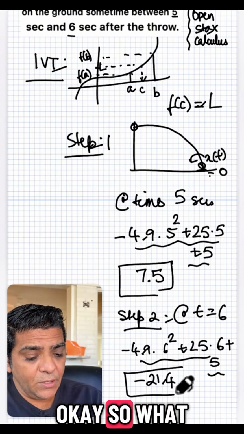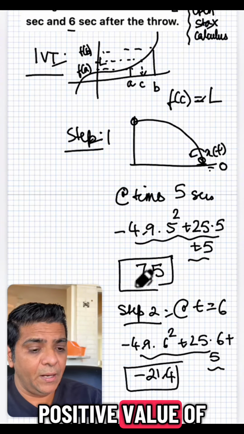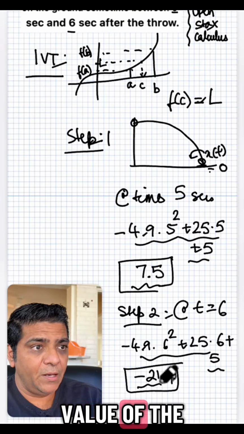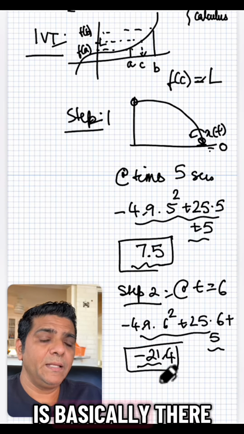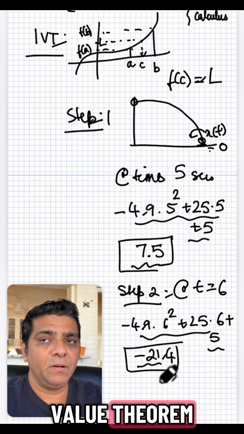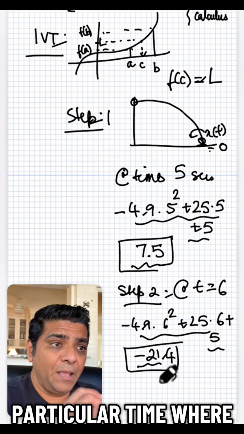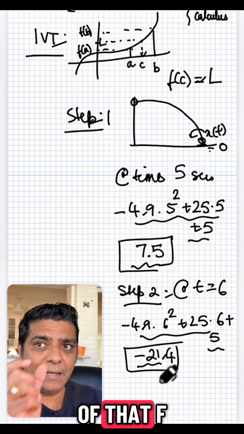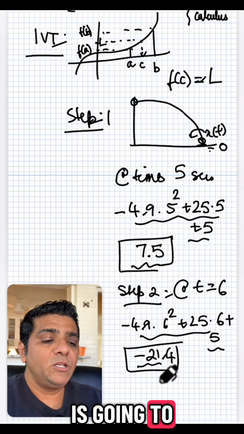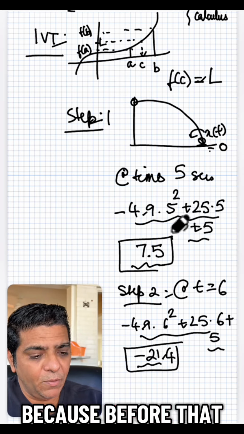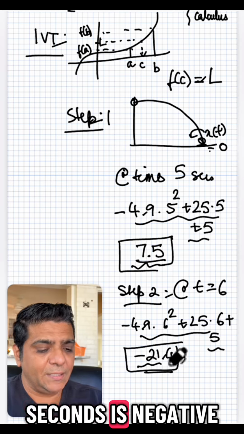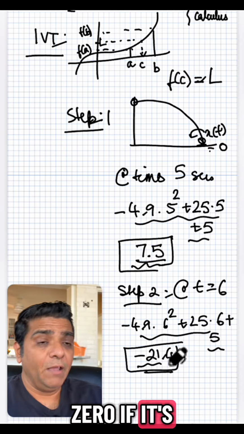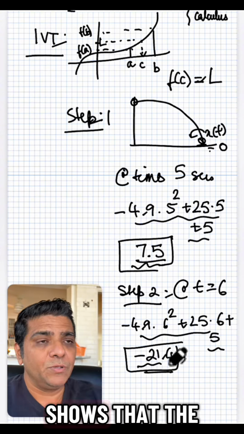So what you're seeing is a positive value of the vertical position, and then a negative value of the vertical position. What that means is there must be a particular time between 5 and 6 seconds, according to the intermediate value theorem, where the function f of t is equal to 0. Before that, at 5 seconds it is 7.5 positive, and at 6 seconds it is negative 21. So it has to go through 0, because going from positive to negative has to go through 0 if it's a continuous function. So that shows that the ball hits the ground between 5 and 6 seconds.